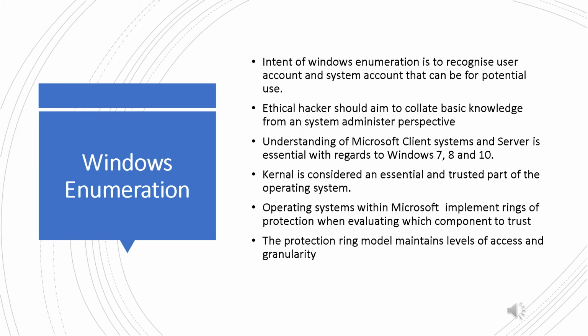Windows enumeration. The intent of Windows enumeration is to recognize user accounts and system accounts that can be used for potential exploitation. Ethical hackers should aim to collect basic knowledge from a system administrative perspective. Understanding of Microsoft client systems and servers is essential with regards to Windows 7, 8, and 10. The kernel is considered an essential part of the operating system. Operating systems within Microsoft implement rings of protection when evaluating which component to trust. The protection ring model maintains levels of access and granularity.